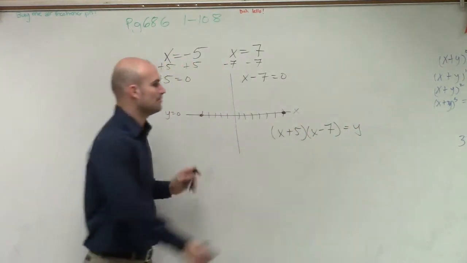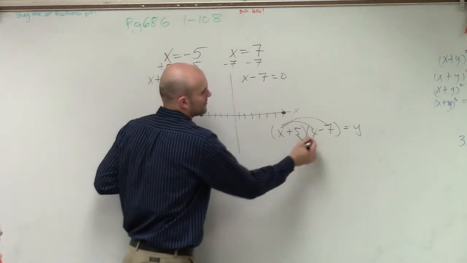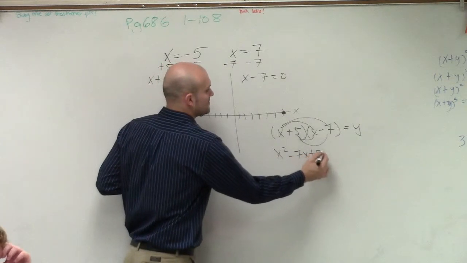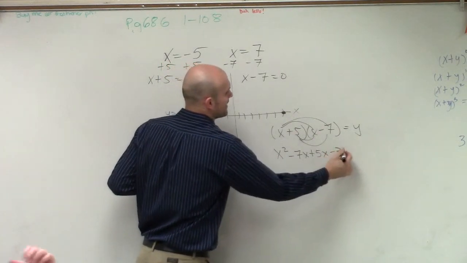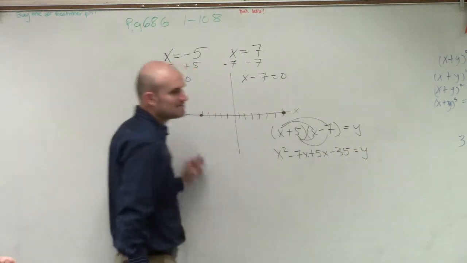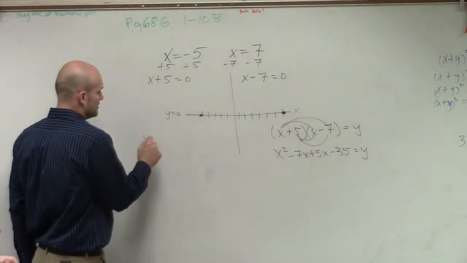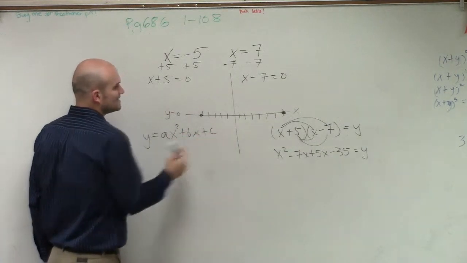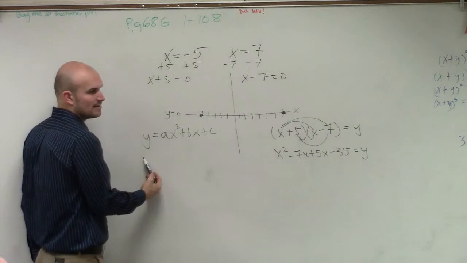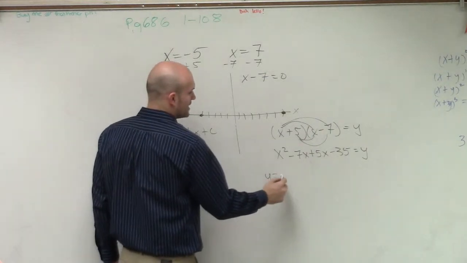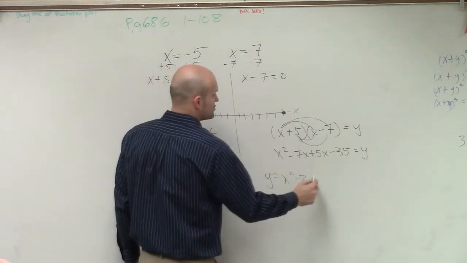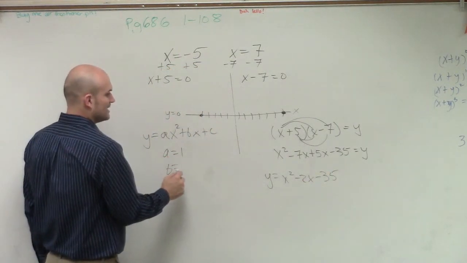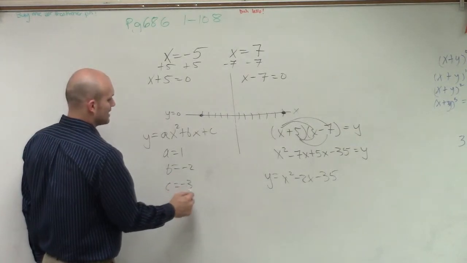So now I need to apply FOIL. So I just distribute. Therefore, this becomes x squared minus 7x plus 5x minus 35 equals y. And the reason why I'm setting it equal to y is because I'm trying to write the equation, because they asked us what is a, b, and c. And that means it has to be in this format. So therefore, I'll just rewrite it with y equals x squared minus 2x minus 35. So we could say a equals 1, b equals negative 2, c equals negative 35.